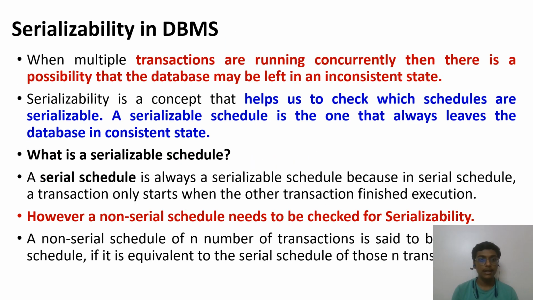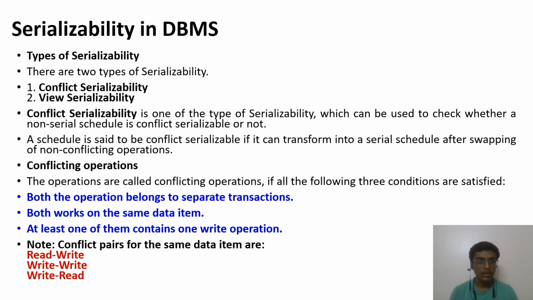So what is serializability in DBMS? When multiple transactions are running concurrently, there is a possibility that the database may be left in an inconsistent state. Serializability is a concept that helps us to check which schedules are serializable. A serializable schedule is one that always leaves the database in a consistent state. There are two types of serializability. First one is conflict and second one is view.